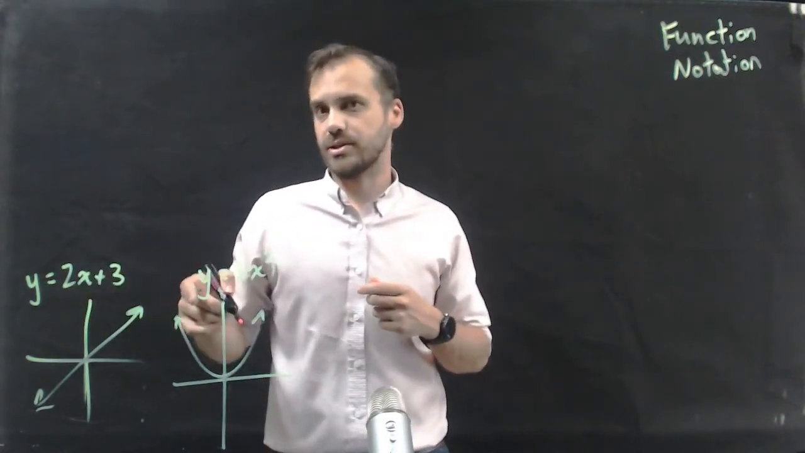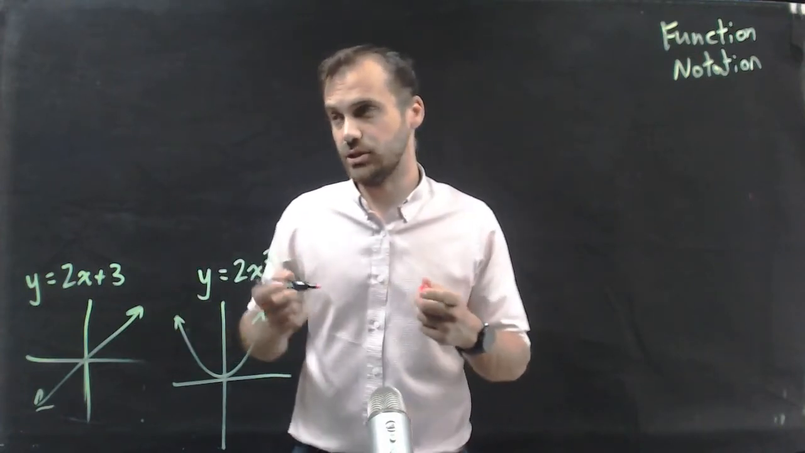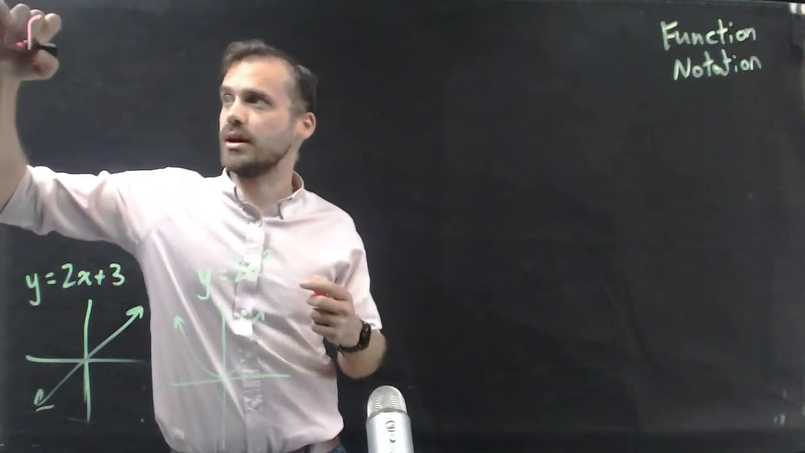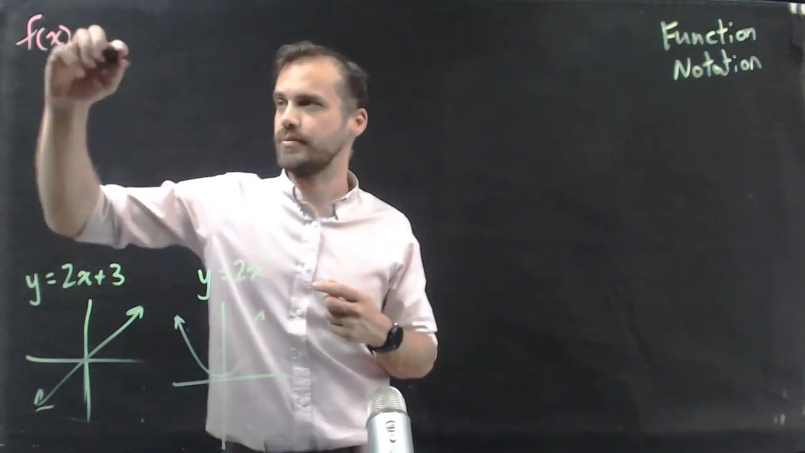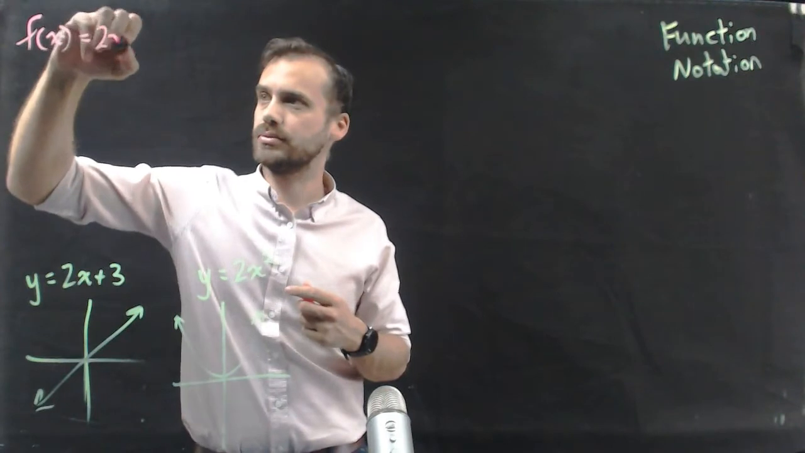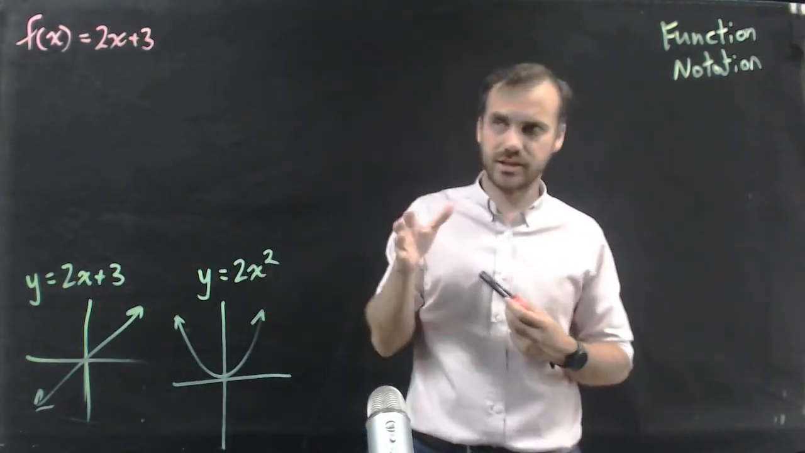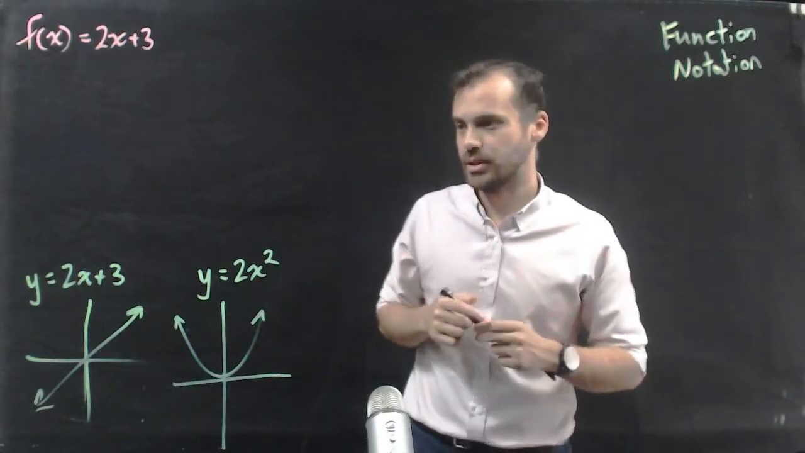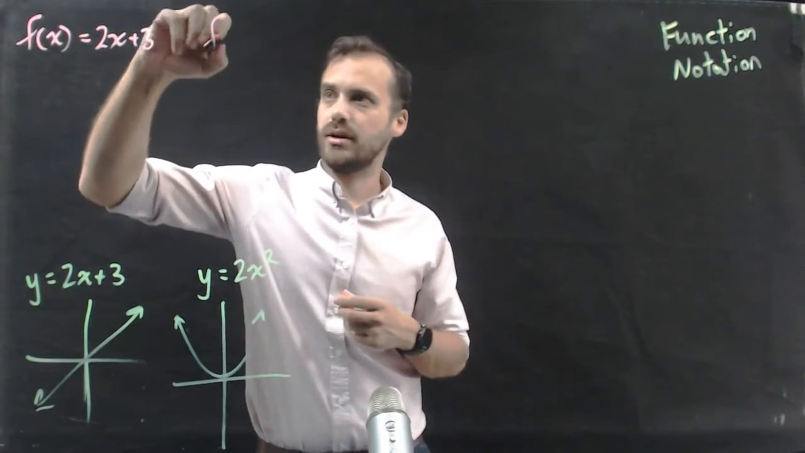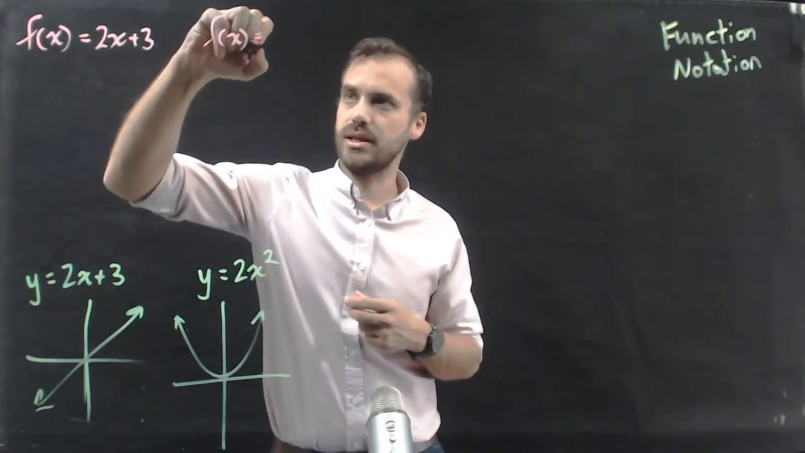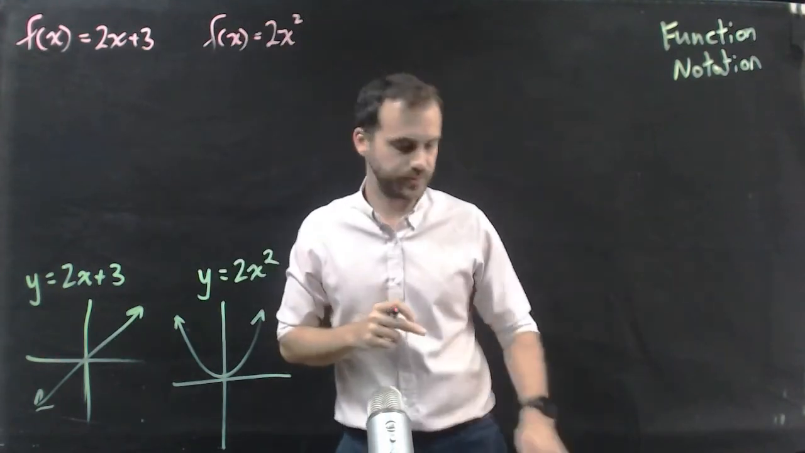Y equals 2x plus 3. To write y equals 2x plus 3 in function notation, you write it as a function of x is equal to 2x plus 3. Say it. A function of x is equal to 2x plus 3. To write this in function notation, you write a function of x is equal to 2x squared.